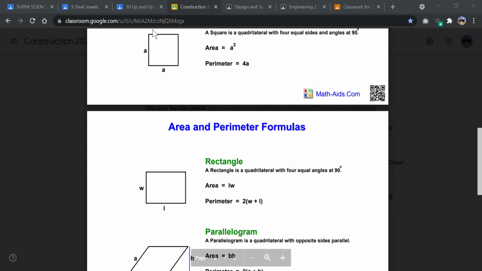When I'm trying to find length, it's how long something is, right? So length is how long something is. So let's just say this is 60 millimeters long.